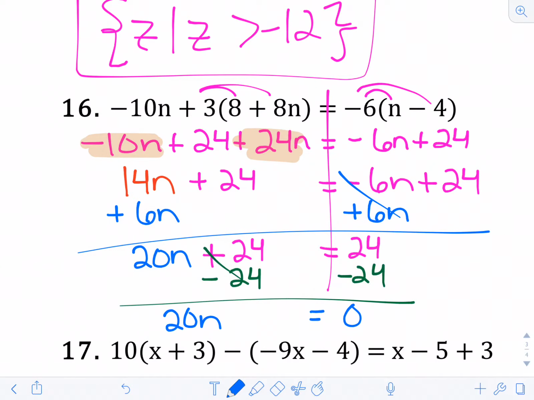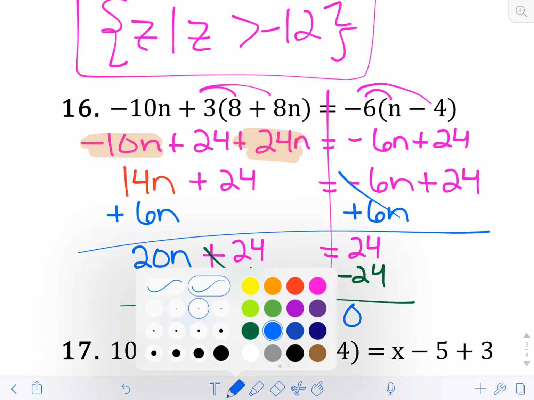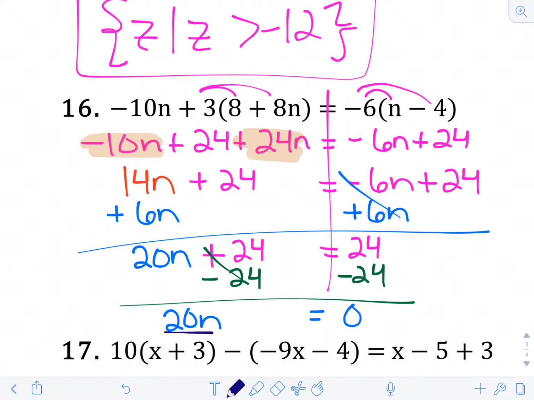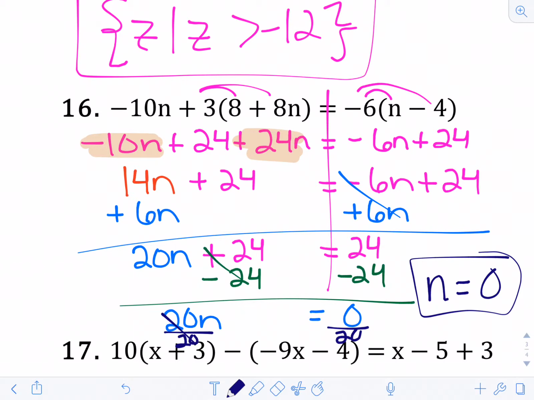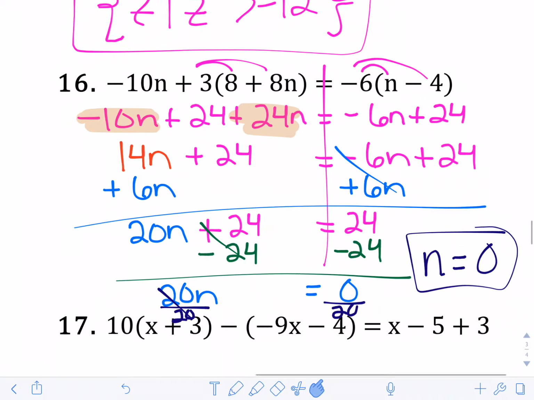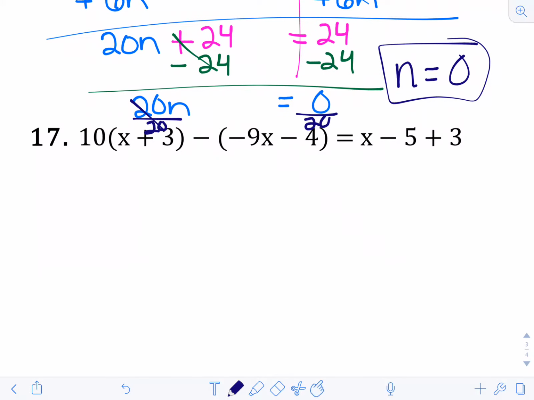The answer to this one is not no solution. Okay, I saw a couple people want to put no solution. It's not no solution because I can divide both sides by 20. And when you divide both sides by 20, you get n is equal to 0 because 0 divided by 20 is 0. All right, last problem.